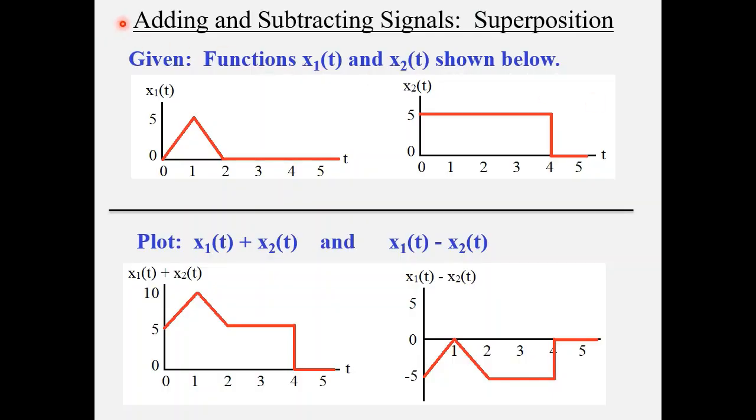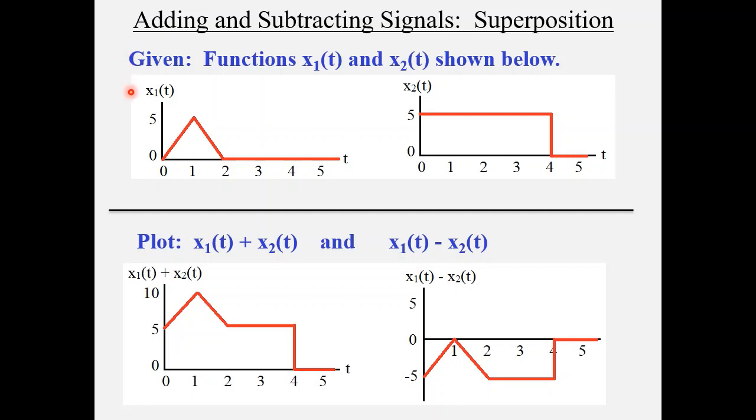One more thing we can do, and this happens quite often, is adding and subtracting signals. This is reminiscent of superposition, which you learned about in physics. For example, when you had 2 waves on the same string, or 2 sound waves traveling through the air at the same time, we add those 2 waves together and use the principle of superposition. So we're basically doing the same thing here.